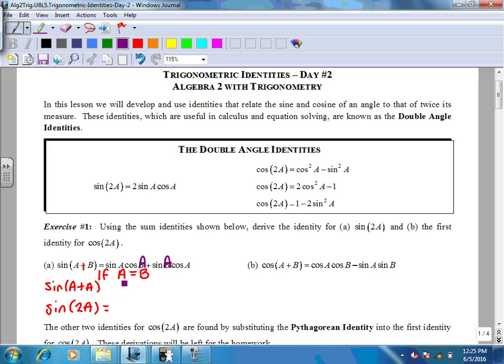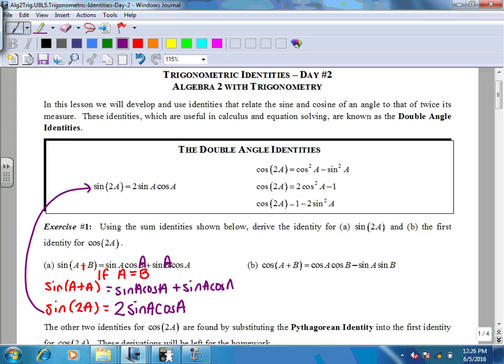So now you would have sine A cosine A plus sine A cosine A. So you end up with sine A cosine A plus another sine A cosine A, which is really 2 sine A cosine A. So there's how we get this formula here.